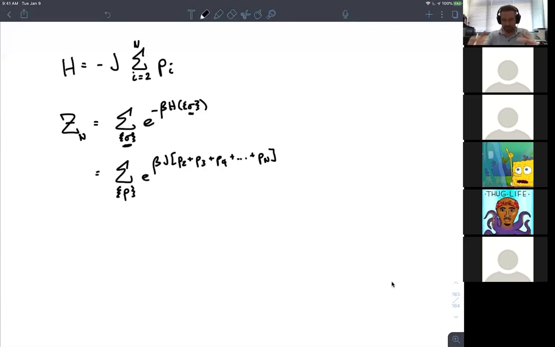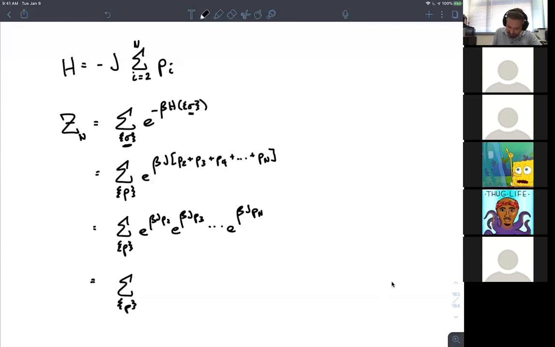Okay, and so now again in the exponent we have a sum of things. A sum of exponents is the same as a product of exponentials. So this is the same thing as this. Sum over all possible p values, e to the beta J p2, e to the beta J p3, e to the beta J pn. Okay, so now this I can write as sum over spins, product from i equals 2 to n, e to the beta J pi.